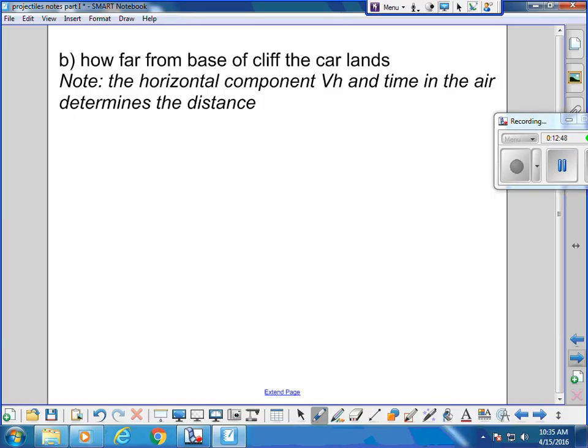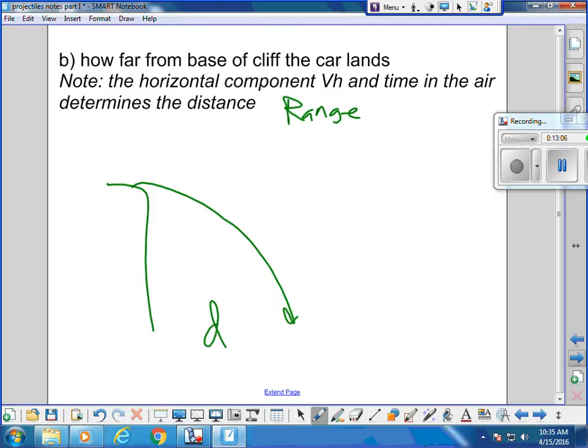Okay, how far from the base of the cliff does the car land? How far away? This is usually called the range, kind of similar to math where you talk about range and domain, although range is the y, right? So, yeah. So we are looking for that distance there. Okay? Again, this is horizontal, so we are concerned with VH being 24.